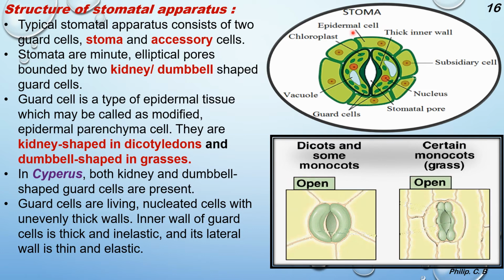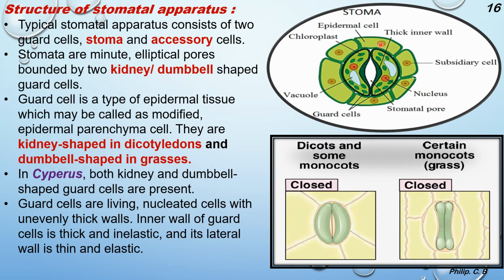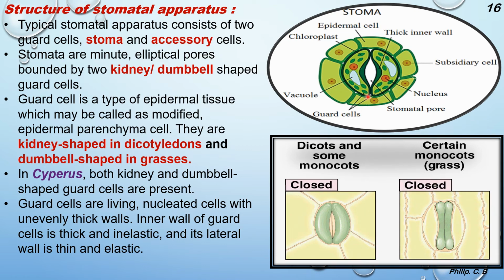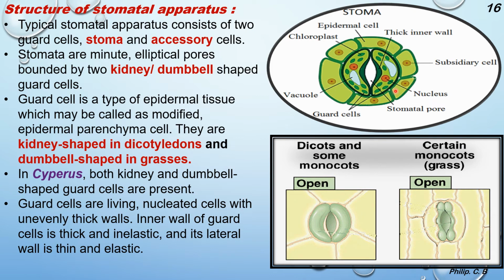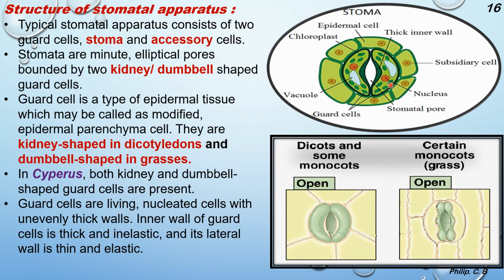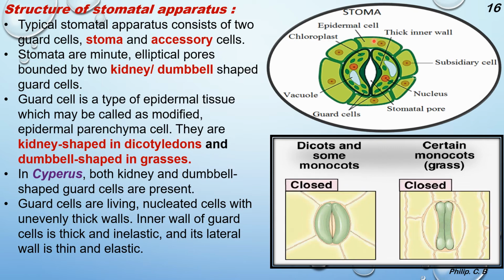Stoma or the stomata: the epidermal cells on the outer lining, chloroplast present inside, the vacuoles, the guard cells over here, the stomatal pore in the center, nucleus over here, subsidiary cell, that is additional cell, thick inner layer, and the epidermal cell, just as we learned.